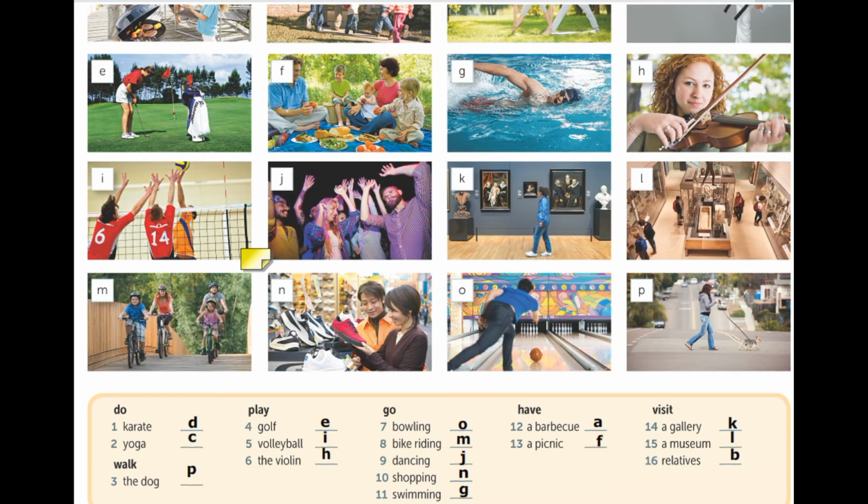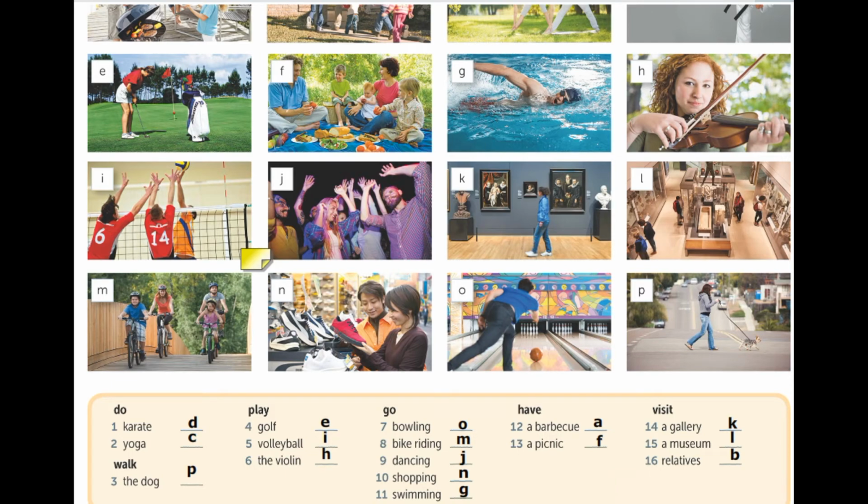Remember, we use the verb do plus a physical activity. Okay, can be a martial art, a practice, alright? Like number 1, do karate in picture D. Number 2, do yoga in picture C. The verb walk, we say walk the dog in number 3, related to picture letter B. As you can see, the girl is walking the dog, right?